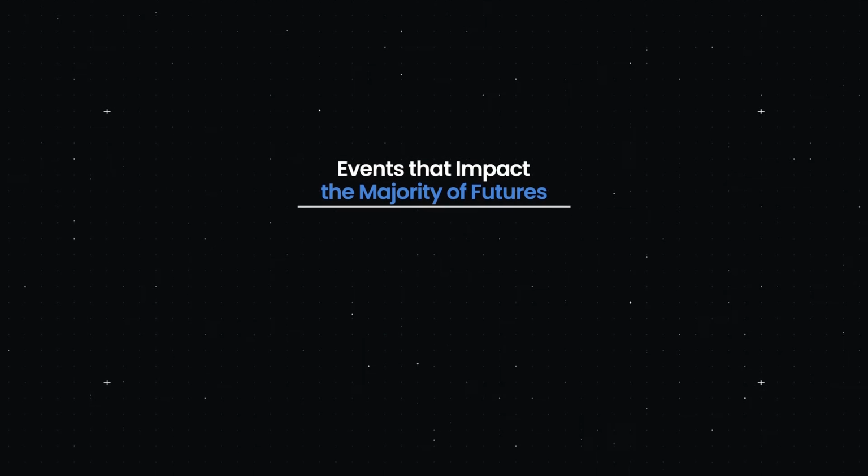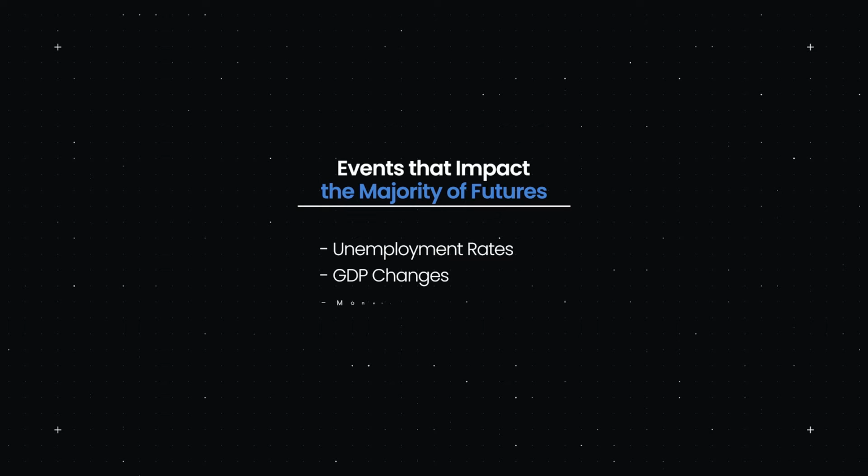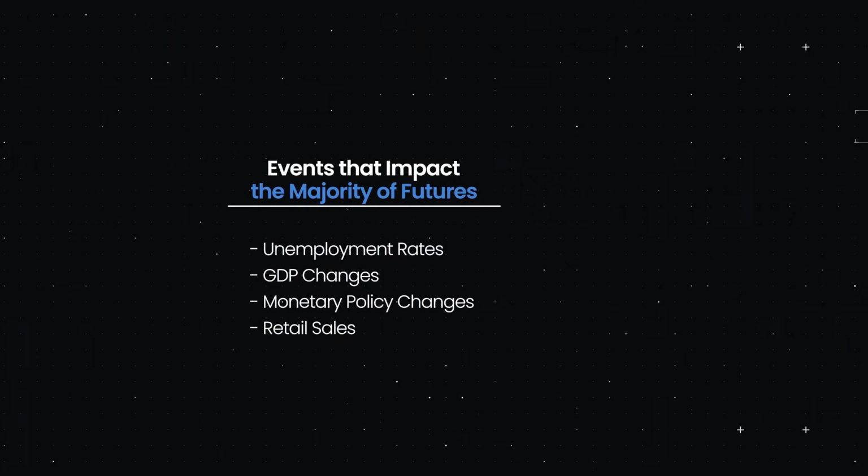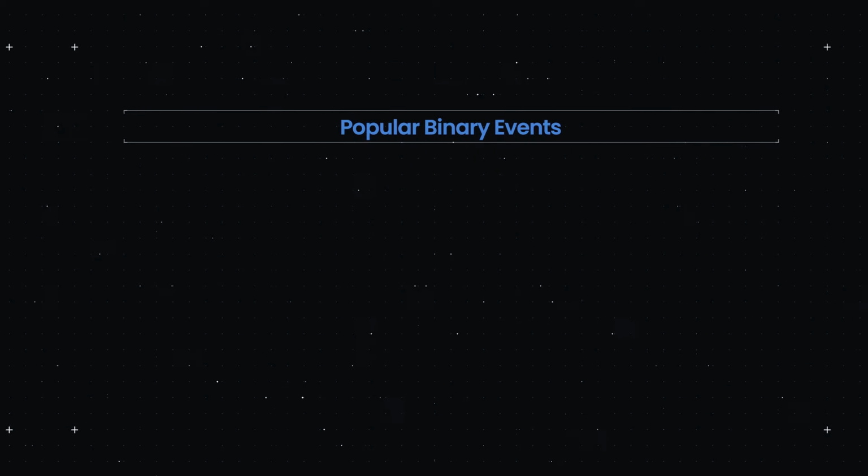There are a multitude of binary events that occur that specifically impact futures and thus the options on these futures. The following breaks down some binary events that impact various futures and some that impact a variety of futures. For most futures, unemployment rate announcements, GDP changes, monetary policy reports, and retail sales numbers are examples of binary events that impact a majority of futures.